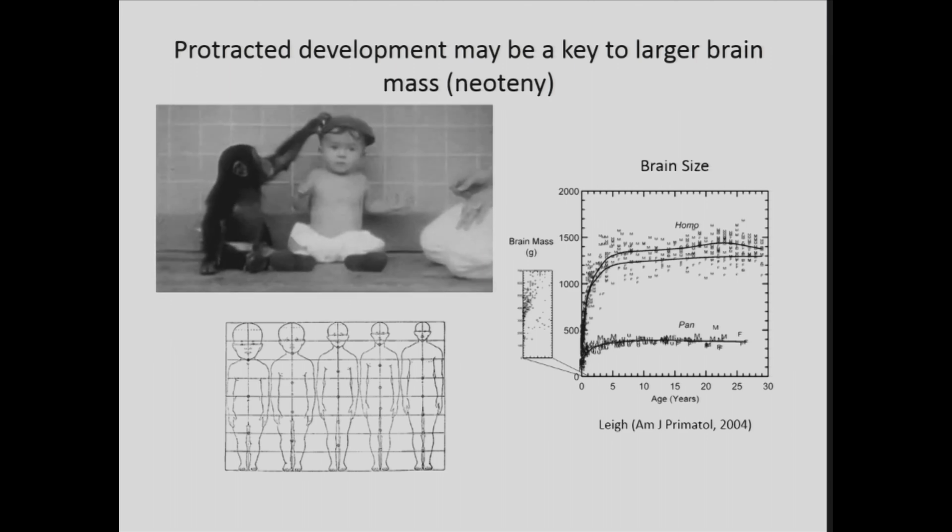and the size of a human brain compared to the size of the Pan troglodytes, or the chimpanzee brain. And you can see that the mass increases largely during early development and through early postnatal development.